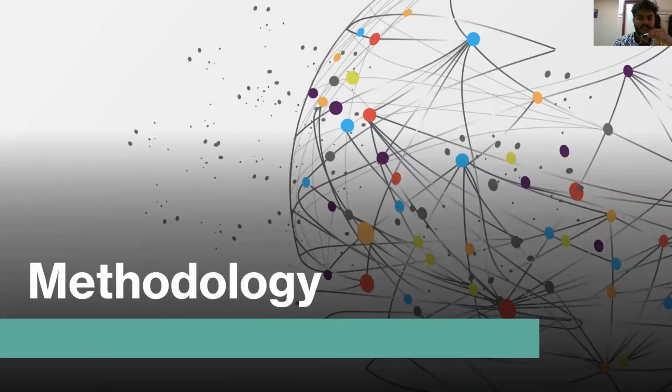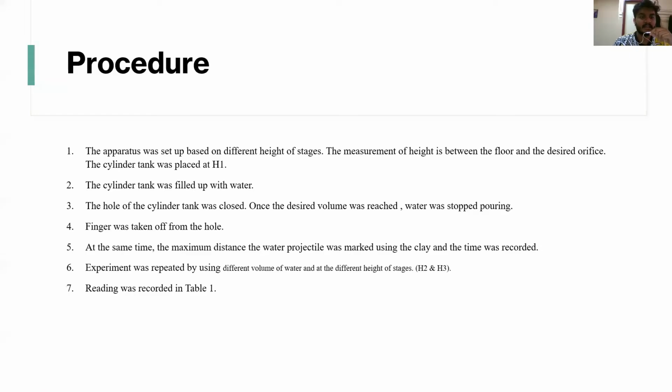Good evening. Now let's see the methodology. The apparatus was set up based on different heights of stages. The measurement of height is between the floor and the desired orifice. The cylinder was placed on H1, which is height 1. The cylinder was filled with water. The hole of the cylinder was closed using a finger. Once the desired volume was reached, water was stopped pouring. The finger was taken off from the hole. At the same time, the maximum distance of the water projectile was measured using the clay and the time was recorded.